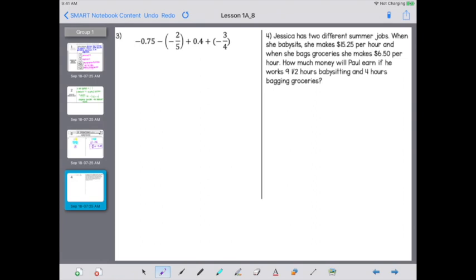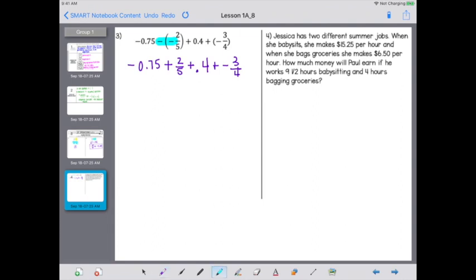Okay, so let's go over number 3 together. So you want to make sure you're following PEMDAS still. We don't have anything in the parentheses to simplify. You only have a value. So we're going to skip parentheses. Exponents, there are no exponents. And now we're going to go to multiplication and division. If you notice, you have your double negative here. So a negative times a negative is a positive. So you would say you have negative 0.75 plus 2/5 plus 0.4 plus a negative 3/4.